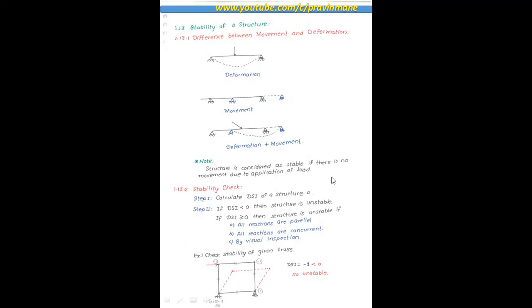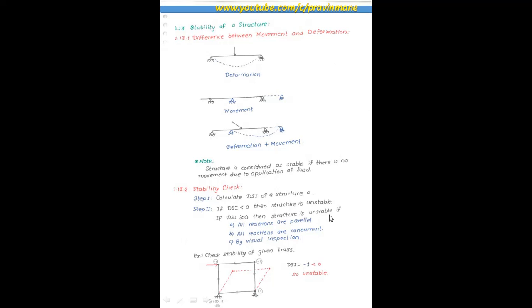Stability check. Step 1, calculate the DSI of the structure. Step 2, if DSI is less than 0, then the structure is unstable. If DSI is greater than or equal to 0, then the structure is unstable. Here I have written something wrong. If DSI is less than 0, the structure is stable. If DSI is greater than or equal to 0, then the structure is unstable.